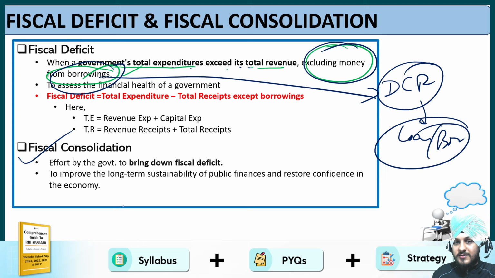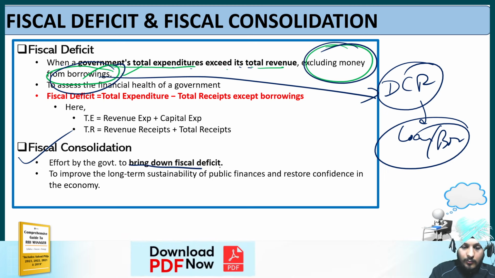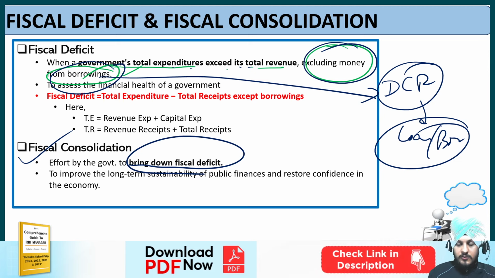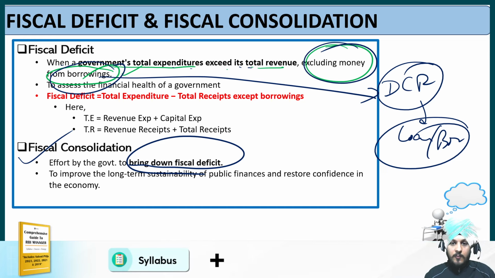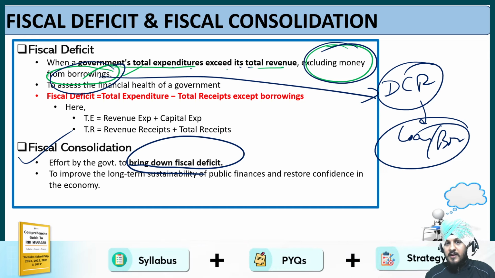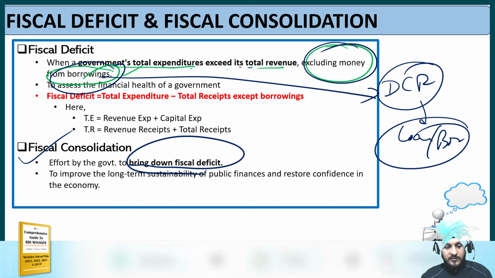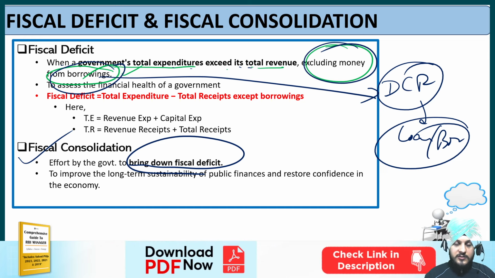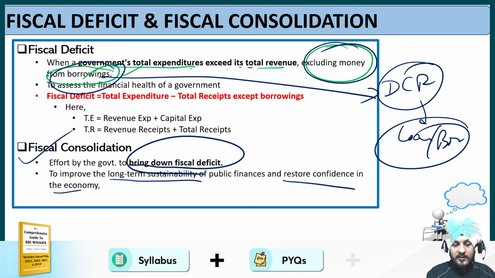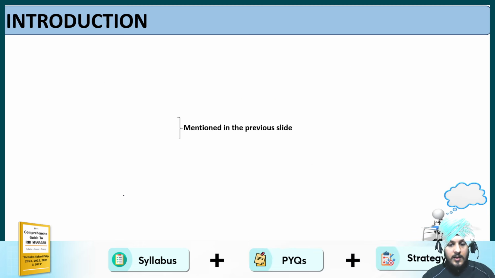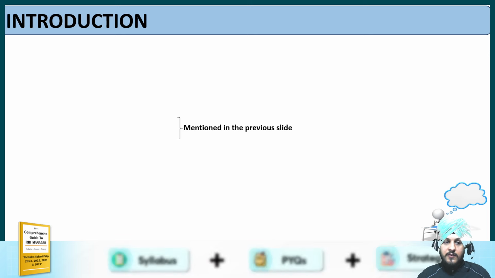Fiscal consolidation is the effort or the reforms by the government to bring down the fiscal deficit. These can be different types of reforms related to spending or taxation. These reforms come under fiscal consolidation. The aim of fiscal consolidation is to improve the long-term sustainability of public finances and restore confidence in the economy. So now we are in a position to write our introduction.